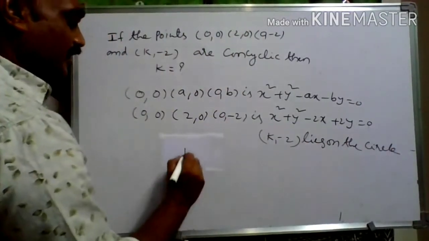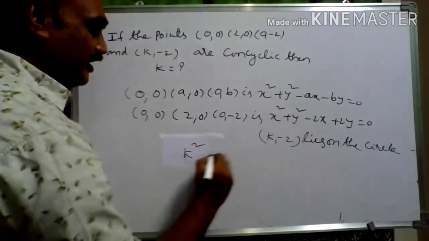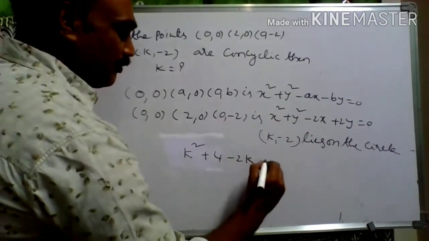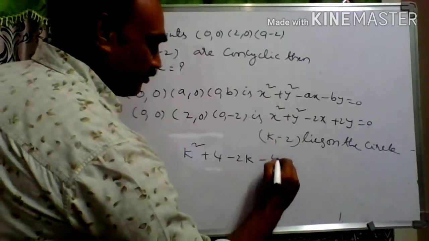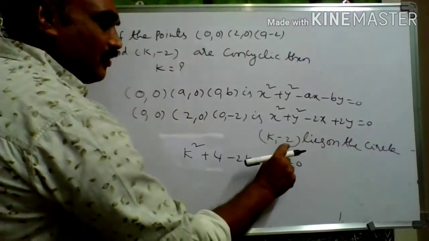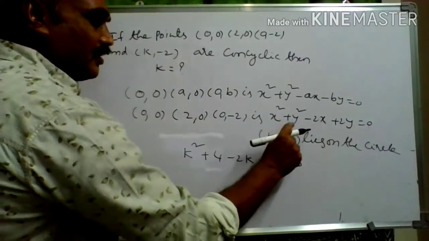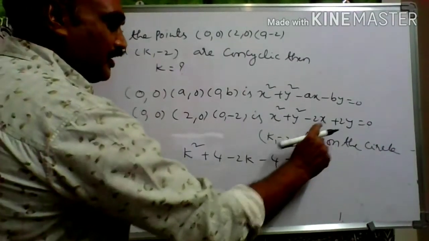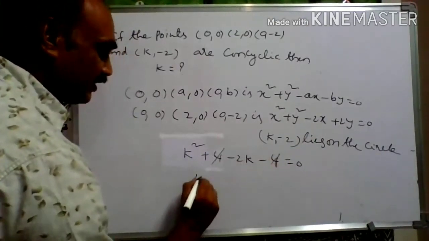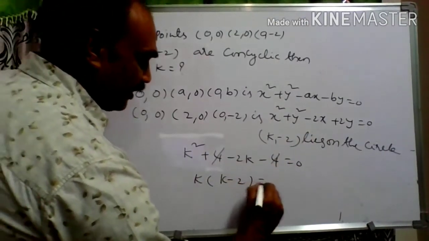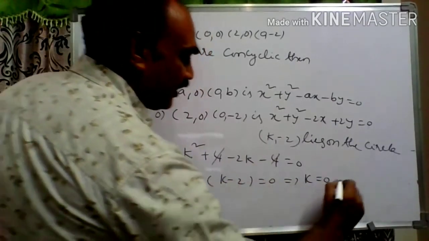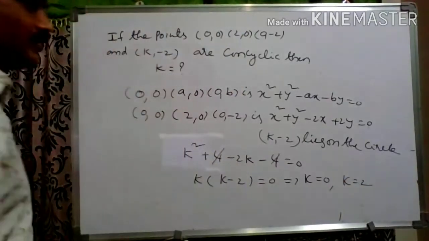So x is equal to k, y is equal to minus 2: k square plus (minus 2) whole square 4, minus 2 into k, plus 2 into minus 2, minus 4 is equal to 0. 4 minus 4 get cancelled. K common, k into (k minus 2) is equal to 0. K is equal to 0 or k minus 2 is equal to 0. K is equal to 2.